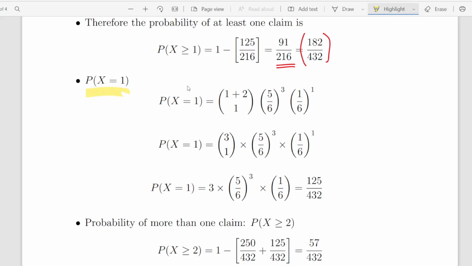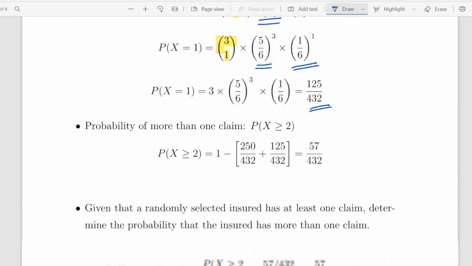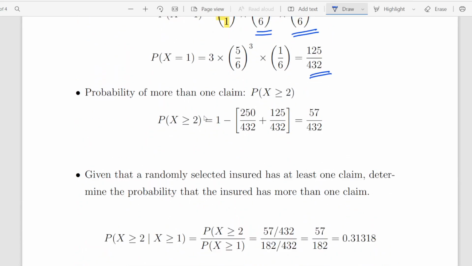Probability of x equal to 1. From 1 plus 2, so essentially from 3 choose 1, we should be able to manage that. Again, 5 over 6 to the power of 3. And here k is equal to 1, so 1 over 6 to the power of k is 1 over 6 to the power of 1. That means the probability of x equal to 1 equals 3 times 5 over 6 to the power of 3 times 1 over 6. That is equal to 125 divided by 432. So we also know that the probability of x equals 0 is 250 divided by 432.